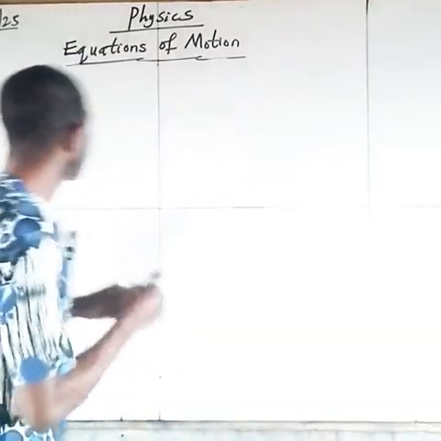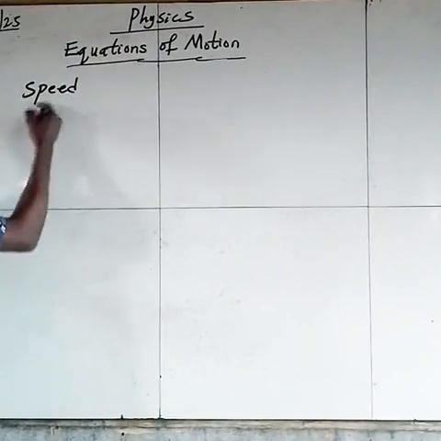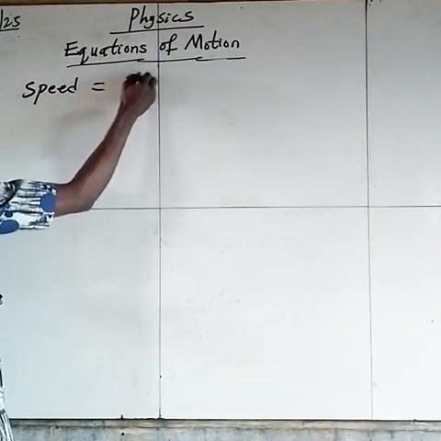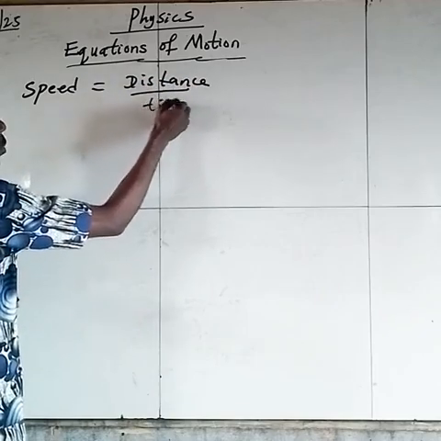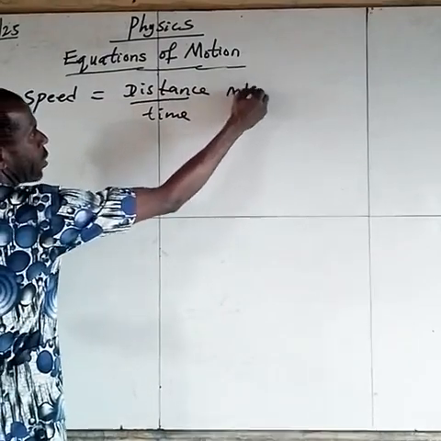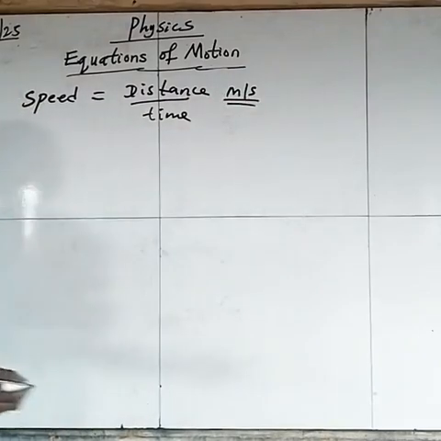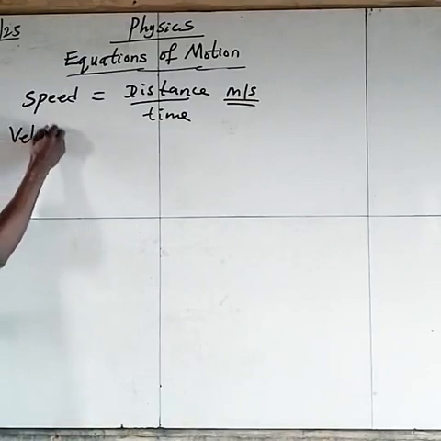So you must not forget speed. Speed is one of those quantities. And speed is measured by what? Distance over time. And the unit of this speed is meter per second. That's the unit.